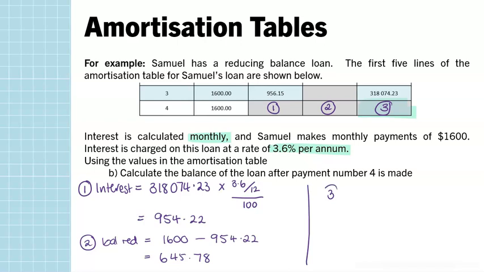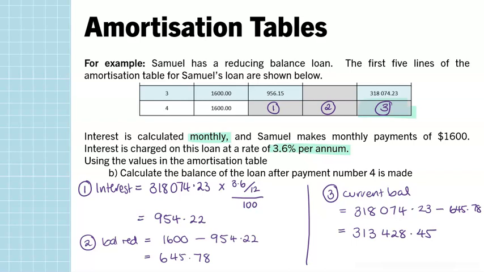Finally, now we have enough information to find my new balance, or the current balance. And that will be the previous balance, $318,074.23 minus the principal reduction, $645.78, which gives us a final answer of $313,428.45. That gets us our final answer there.